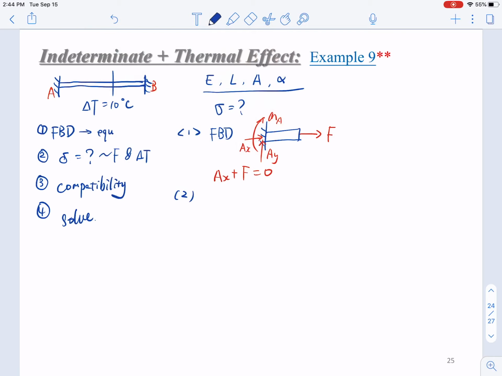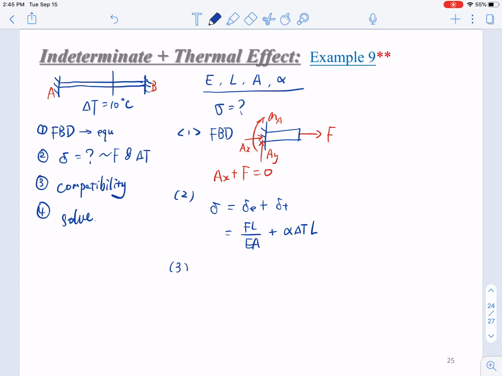Second step, let's examine what is the deformation. The deformation has 2 components: elastic deformation and thermal deformation. The elastic deformation will be FL over EA, and the thermal one would be alpha delta T L. This is the expression of the deformation of this bar.